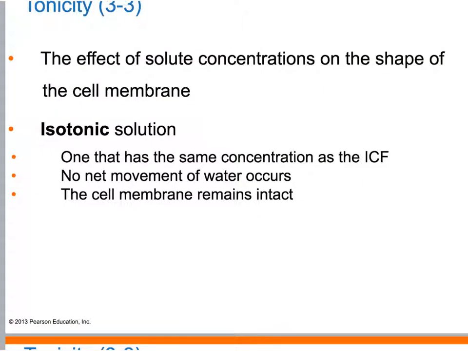In biology, there's something called tonicity. It's the effect of solute concentrations on the shape of the cell membrane. There are 3 examples. In an isotonic solution, one has the same concentration as the intracellular fluid, so no net movement of water occurs and the cell membrane remains intact.